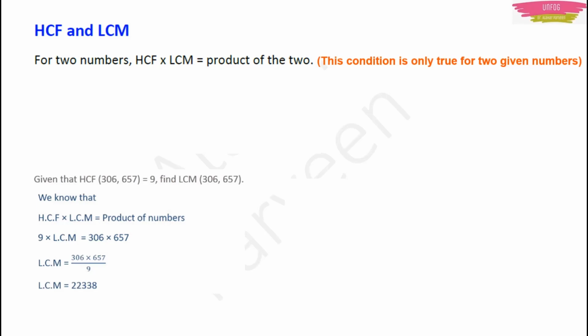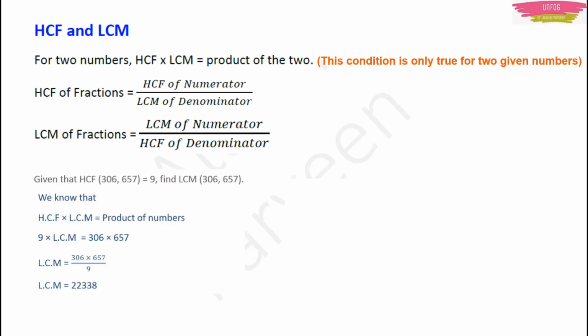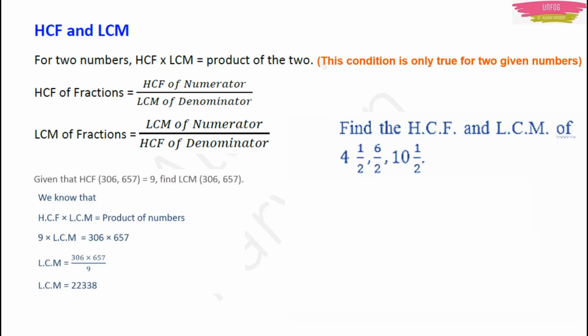For that also we have a few formulas. Two formulas we have. For HCF of fractions, you do HCF of numerator by LCM of denominator. And for LCM of fractions, you do LCM of numerator divided by HCF of denominator. For example, if you have a question like this: find the HCF and LCM of 4 1 by 2, 6 by 2, 10 1 by 2.